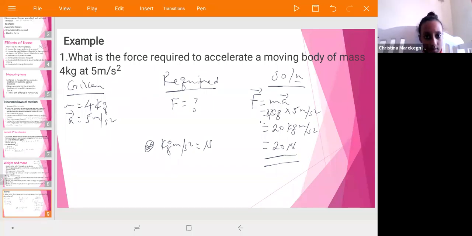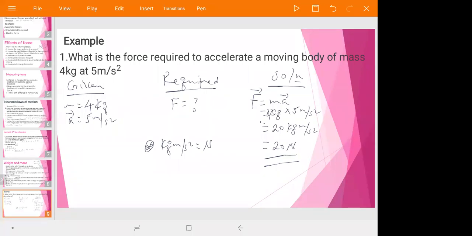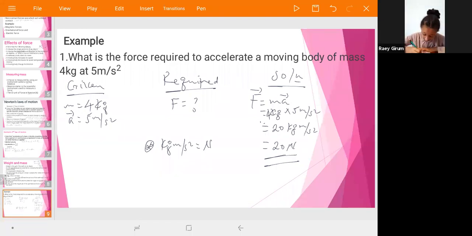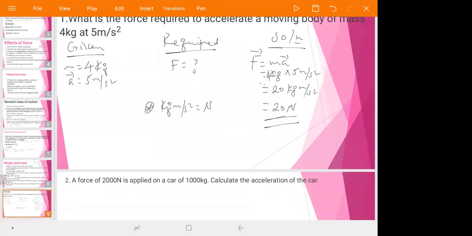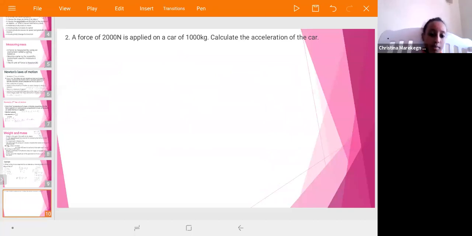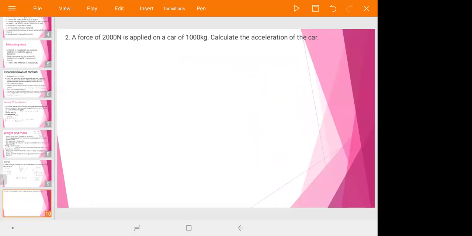And check for acceleration. Acceleration is equal to force over mass. What is your force? 20 Newton divided by 4. It gives for you 5 meter per second square.